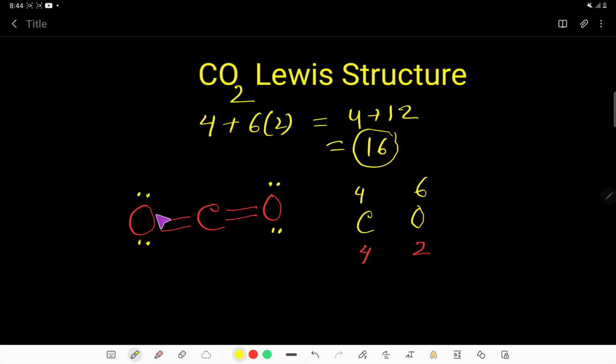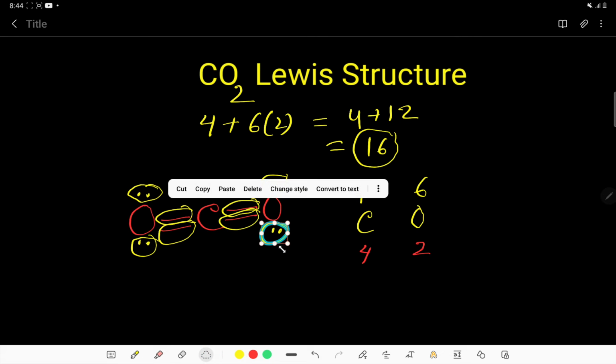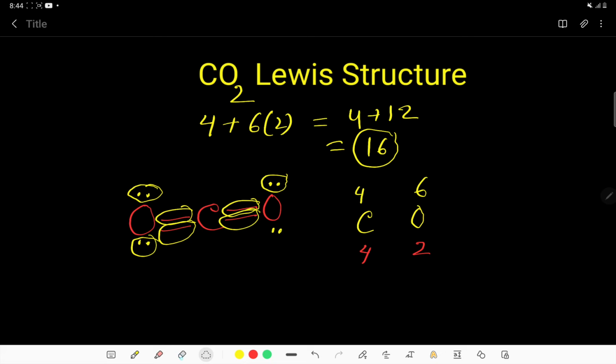So look, now we have used 2, 4, 6, 8, 10, 12, 14, 16. So already we have used all the valence electrons, right? So let us delete this. So this is the Lewis structure of the CO2 molecule.